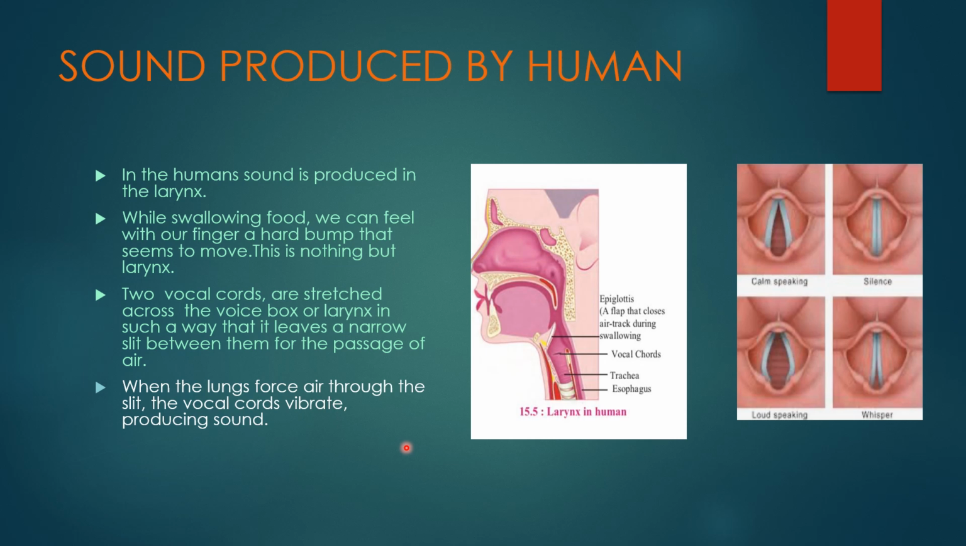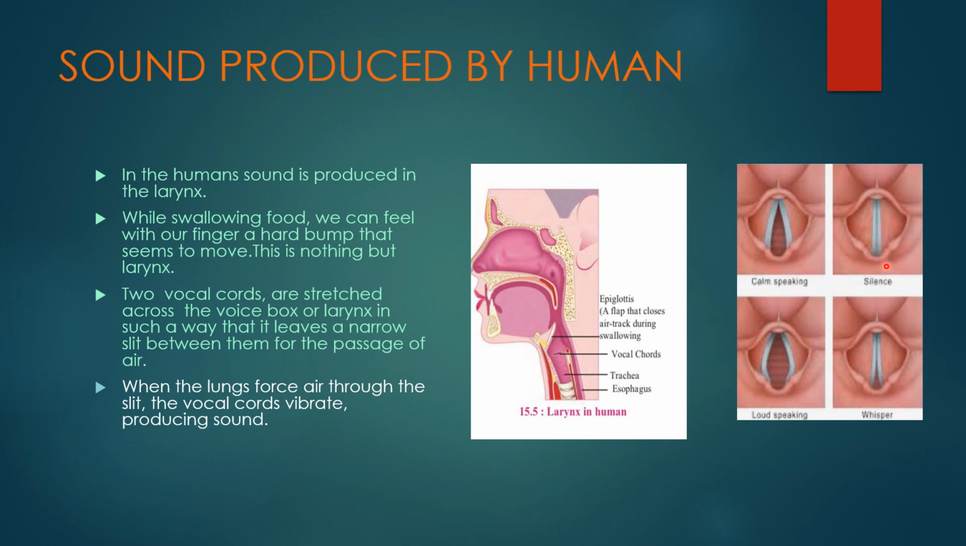When the lungs force air through the slit, the vocal cords vibrate and produce sound. This is the structure of the vocal cord. You can see the muscles here. When you are speaking loudly, the vocal cord structure will be like this. When you whisper or speak slowly, it is like this, and this is calm speaking. This is the silent structure of the vocal cord.